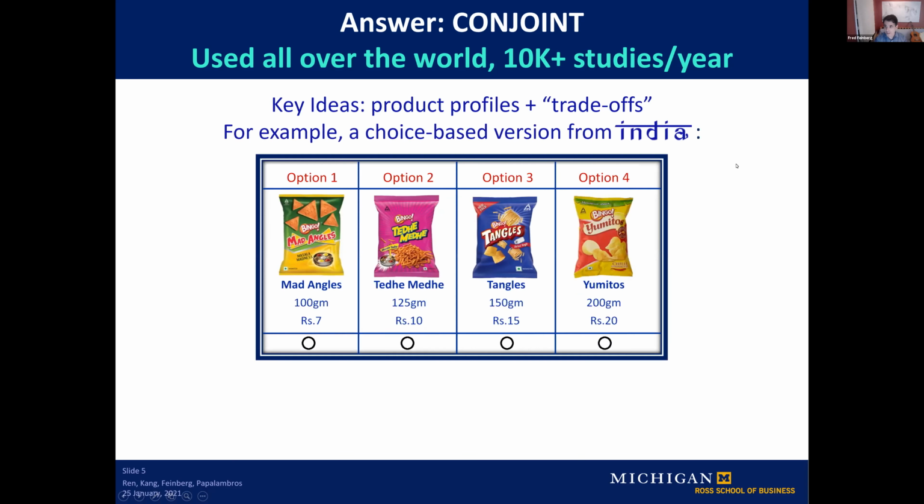Here's an example of one that I got from a website in India, and I picked it because I think they have much better snack names in India. Like this one is called Mad Angles. It's kind of like the chip for deranged geometers or something, and their masala madness flavor is only 7 rupees.